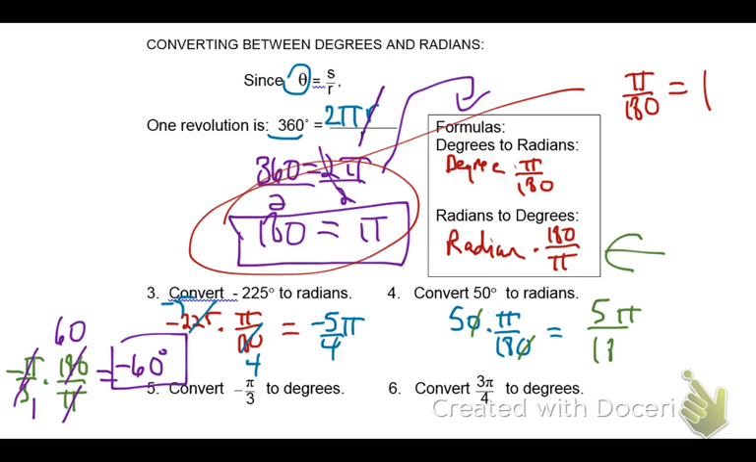And our last one, so we're going to take that 3/4 pi, multiply that by the 180 over pi. Again, my pi's are going to cancel each other out. So I have the 3 times the 180 over the 4. I can reduce the 4 and the 180. So 4 would give me 1, and 180 would give me 45. And so 3 times 45 gives me a degree of 135. Don't forget your degree.